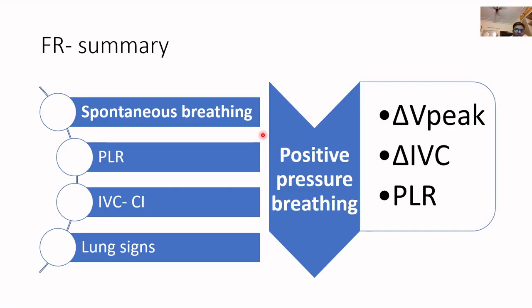So in summary, in spontaneous breathing we have PLR. You can use PLR. We can use IVC collapsibility index if it's significantly high, 50%, along with the dry lung, probably you can, and hypercontractile, you can look at the heart. If it's hypercontractile, probably you need fluids. Various signs are there, we'll just discuss briefly. And in positive pressure breathing, you have limited options which have good corroboration, like delta V peak and delta IVC and PLR based tests.